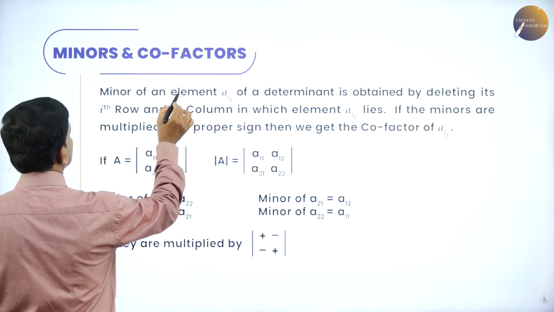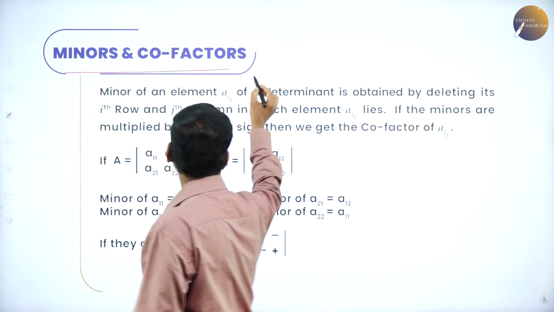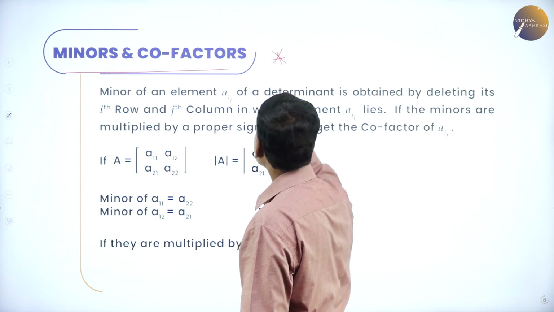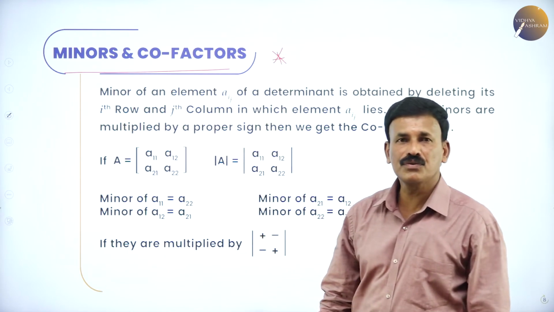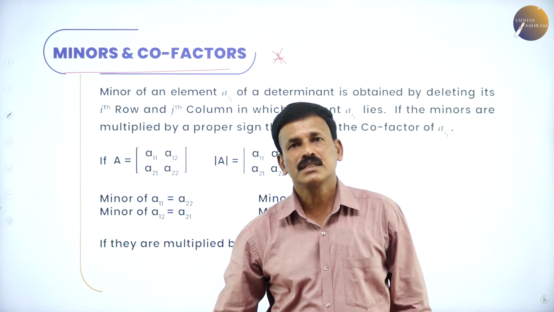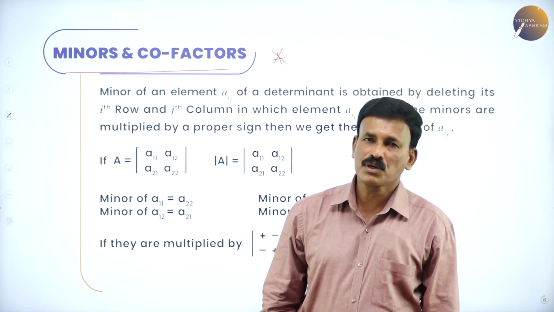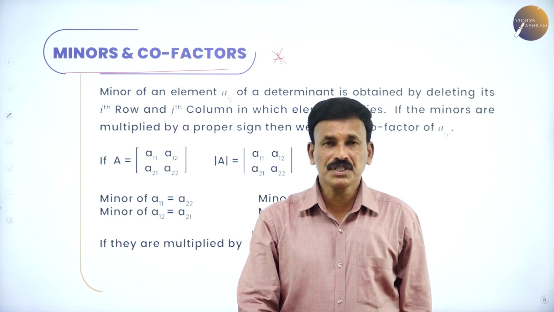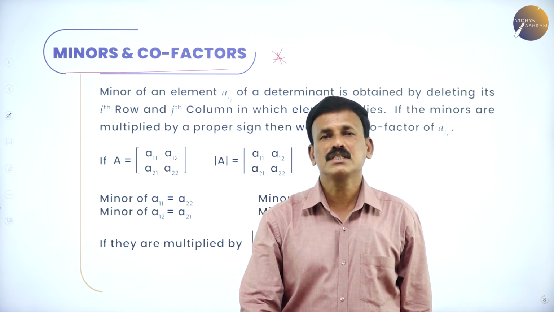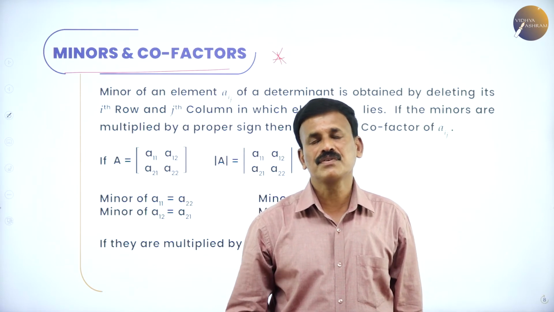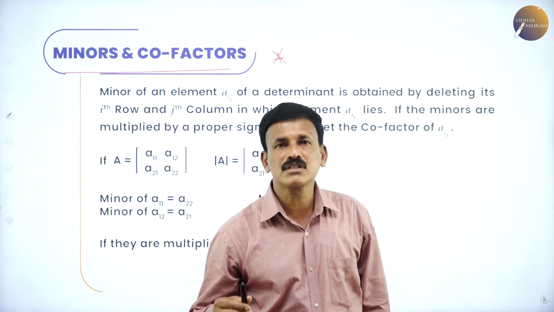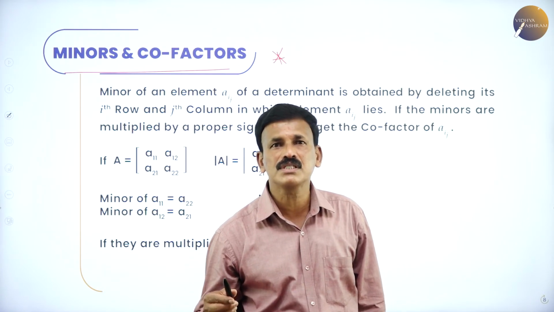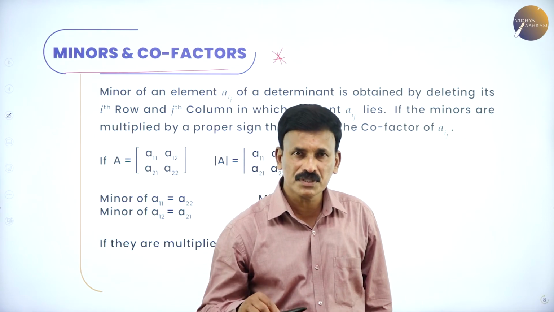Next one is the minor and cofactor. This is a very important concept. If you know how to find the cofactor of a matrix, then you will be able to solve problems based on these cofactors. The adjoint of a matrix depends upon the cofactor. Once you know the adjoint, then you can easily solve the problems on inverse, A inverse. A inverse also depends upon the adjoint.